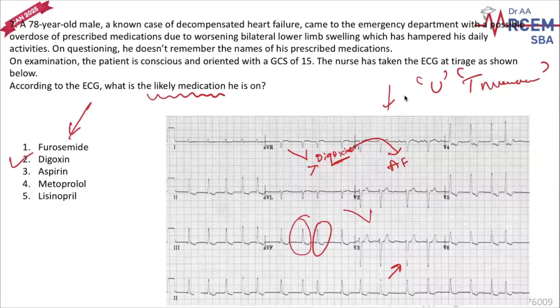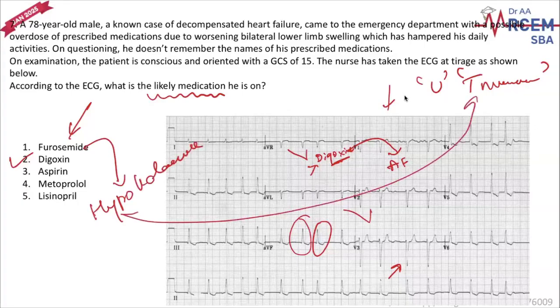Furosemide is known to cause hypokalemia. So hypokalemic changes is what I'm describing here. So it becomes a two-step question. So think yourself in this manner. It will help you to reinforce the changes and correlate with the drugs also.